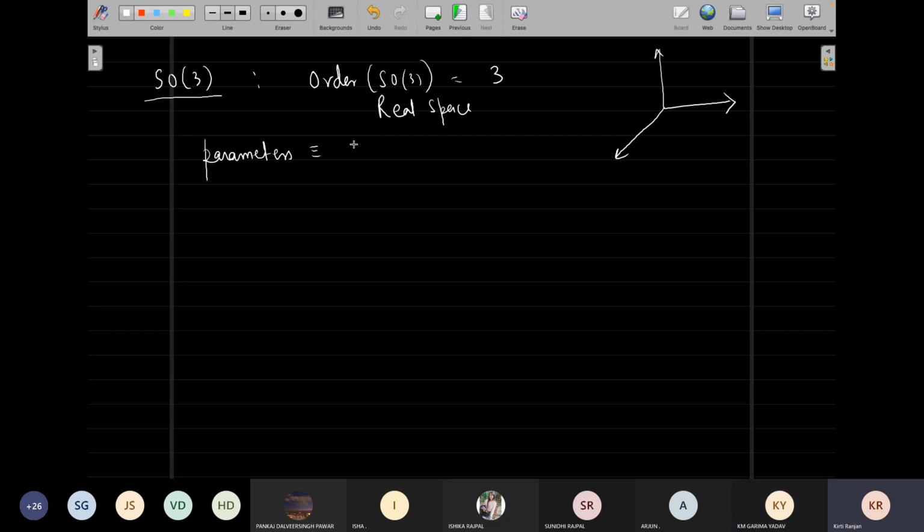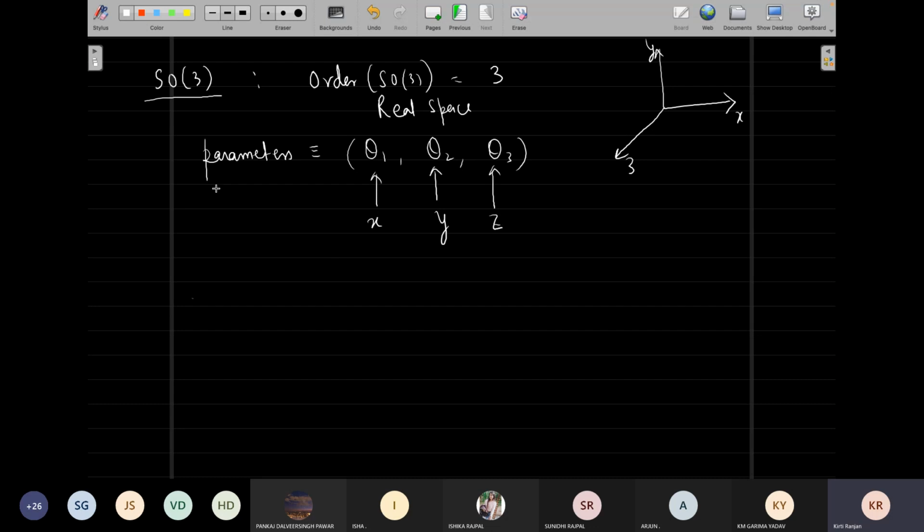How many angles? Three angles. So let me write theta 1, theta 2, theta 3. Theta 1 you can think about as rotation about the x-axis, so it is the yz plane which is rotated. Theta 2 is rotation about the y-axis, so it is the xz plane where the rotation takes place. And theta 3 is rotation about the z-axis, where the rotation in the xy plane takes place. And beyond that, you do not need to think about anything.